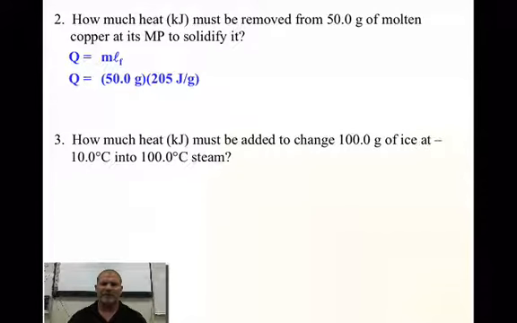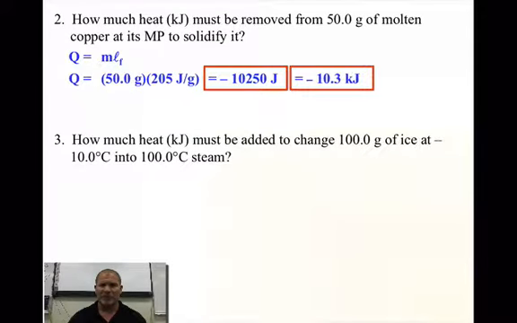My mass is 50 grams of copper, and its latent heat of fusion is 205 joules per gram. And again, I always provide that for you. We just multiply, my grams cancel out and I'm in joules, but I change it to kilojoules. And now it's a negative value because I'm changing from a liquid to a solid. I have to cool down, so I have to lose heat. As I lose heat, it's an exothermic process.